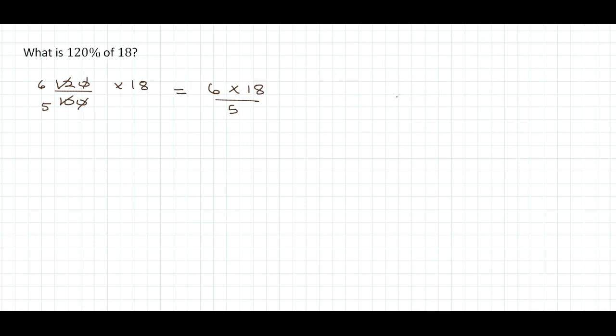So what we're going to do now is multiply 18 by 6. 8 multiplied by 6, we have 48. So we're going to write 8 and bring the 4 up here. 1 multiplied by 6, we have 6 plus 4, we have 10. So this is going to give us 108 divided by 5. Here I'm going to do a few things. I'm going to show you how to convert this to a fraction, and I'm going to show you how to convert to a decimal. So let's go ahead and convert this to a fraction.